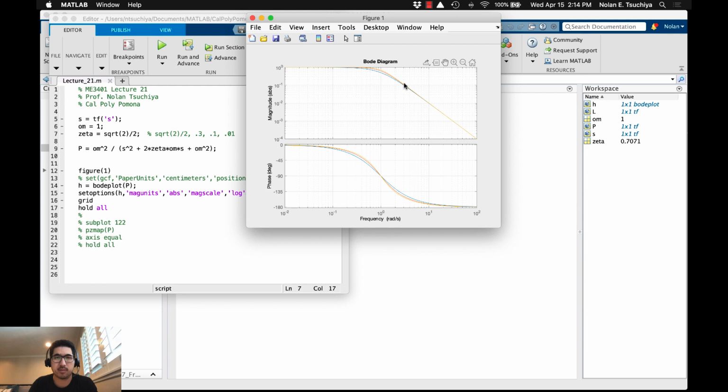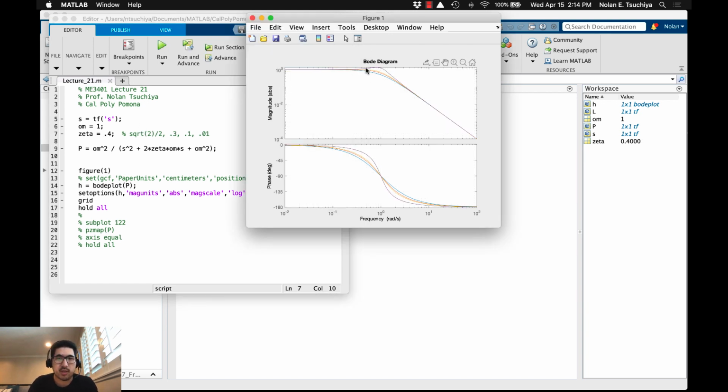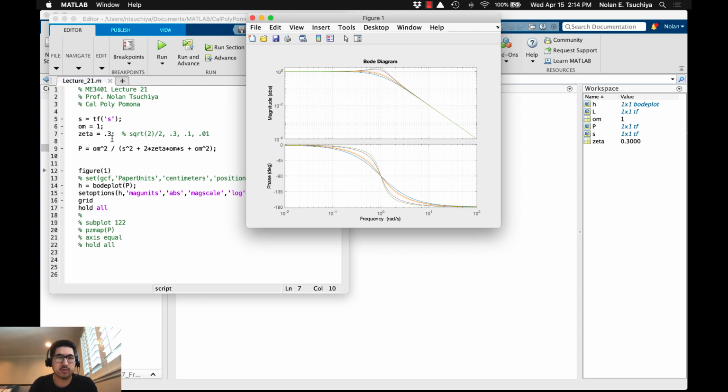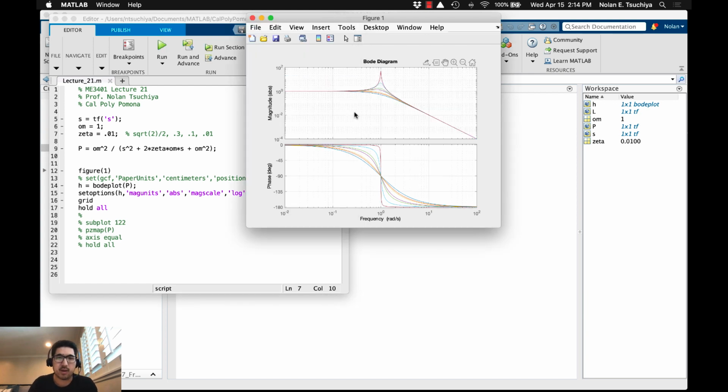Okay, so this yellow line pops up here. Anything less than root 2 over 2, however, like 0.4 or 0.5, you will start to see a hump, right? So there's some magnification that happens in the output, which just means that the magnitude gets larger than 1. And we can keep adding to this for smaller and smaller values of zeta. What you're observing, hopefully, is that the smaller the value of zeta, the larger the resonant peak is going to be.